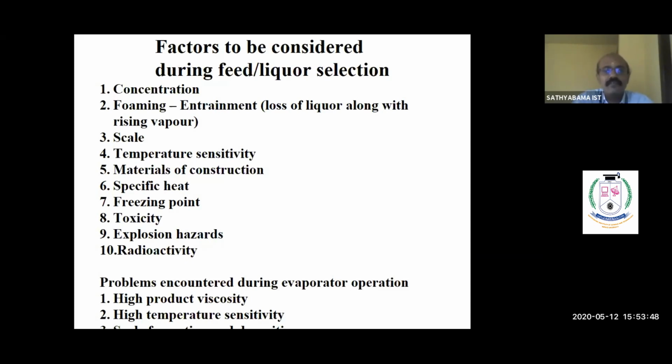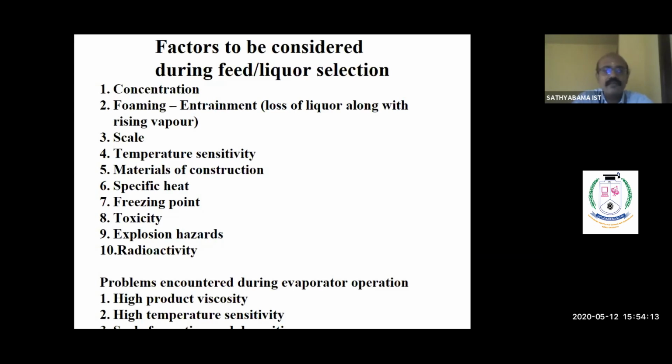Coming to the materials of construction, normally in the evaporation process, the material of construction chosen is mild steel, or else alloy steel can be preferable. Coming to the next one, specific heat. The specific heat of the feed material must be high, such that the rate of evaporation can be greatly improved. Then coming to the freezing point, that of the feed material should be very low, such that it does not influence the rate of evaporation.